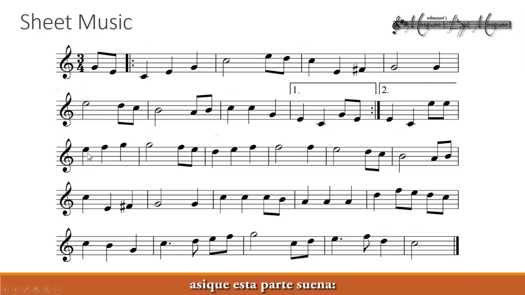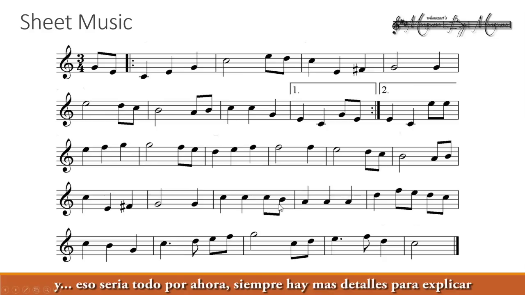So this part would sound like... I'm sure you recognize that part. And then right here, it plays the main melody again. Do, do, do. No, it doesn't. Yes, it does. And it wants to sharpen this F again. Okay?